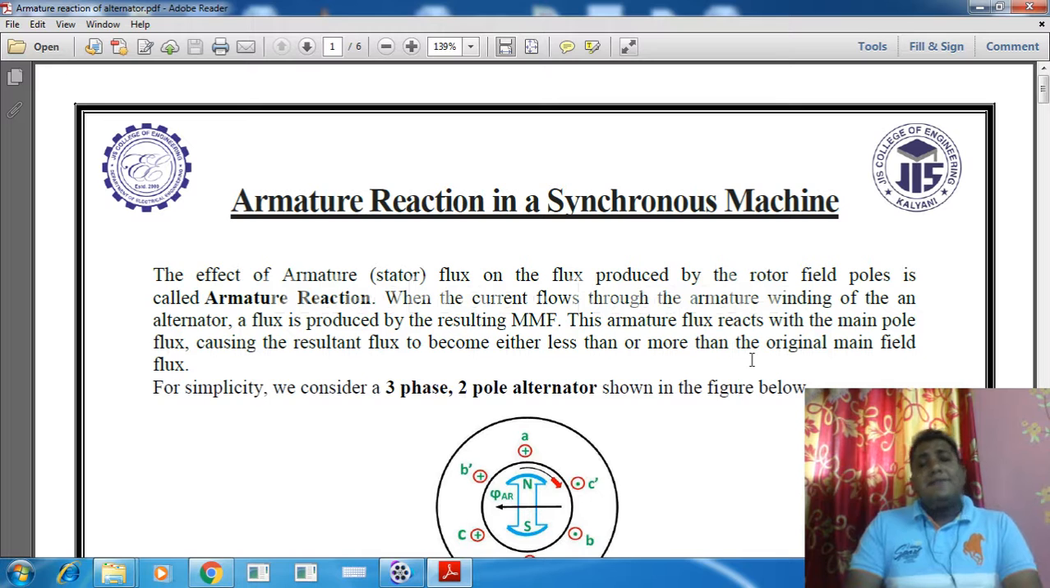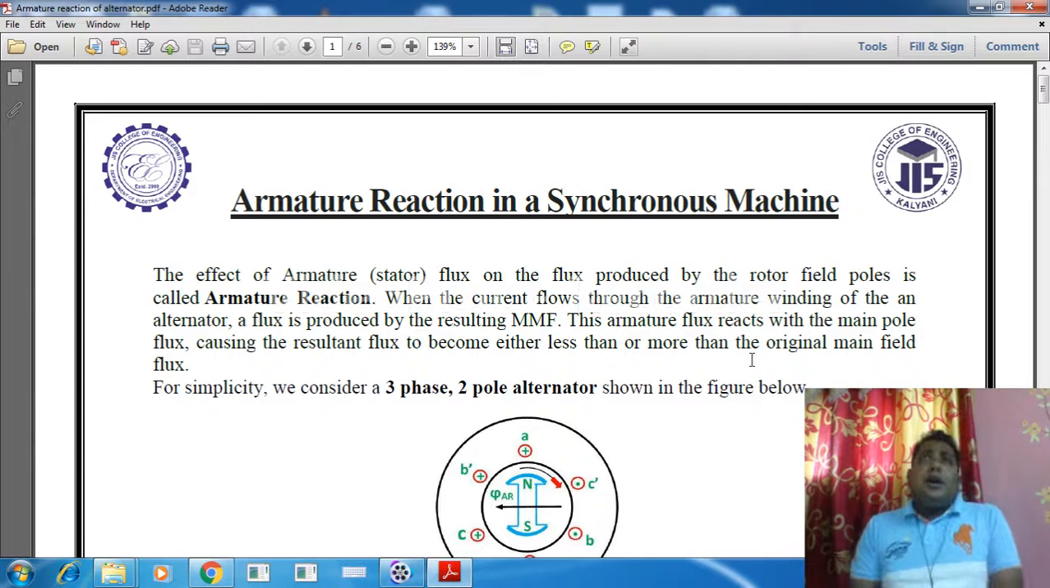For the last few days, in the previous classes, we have discussed the alternator construction, the different types of rotor and stator, and the different types of excitation methods. Now it is very important to understand what the armature reaction of an alternator is, and what the effects of this armature reaction are.